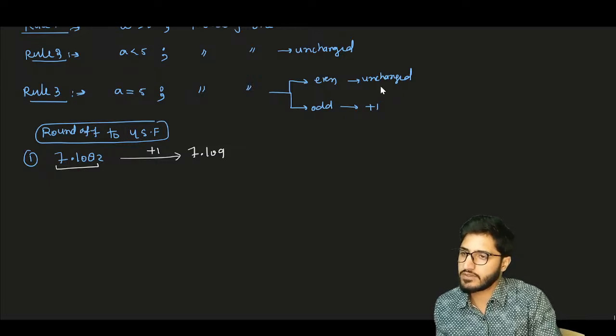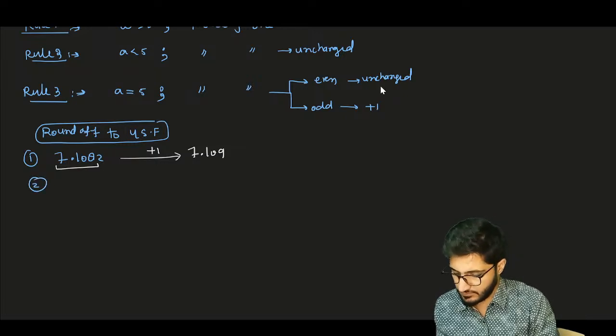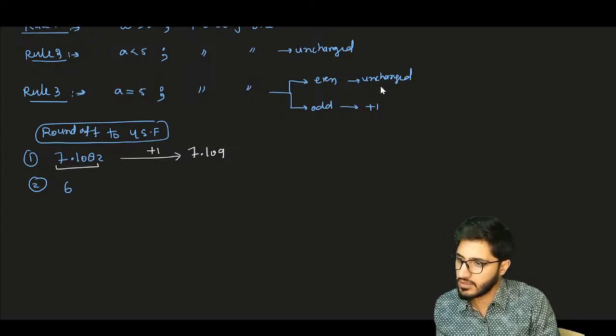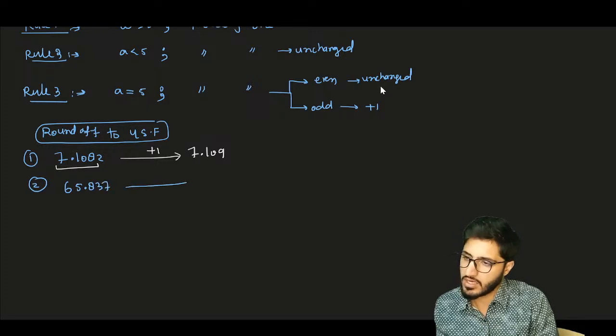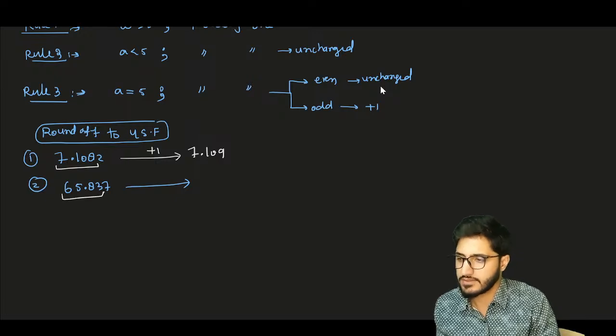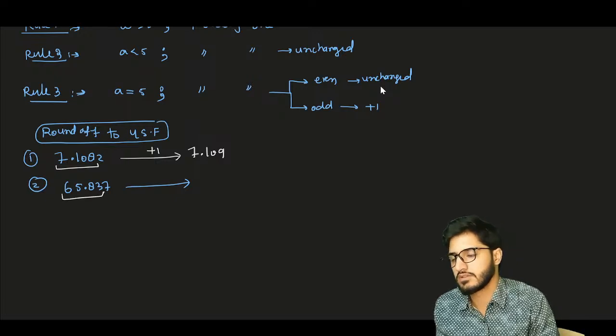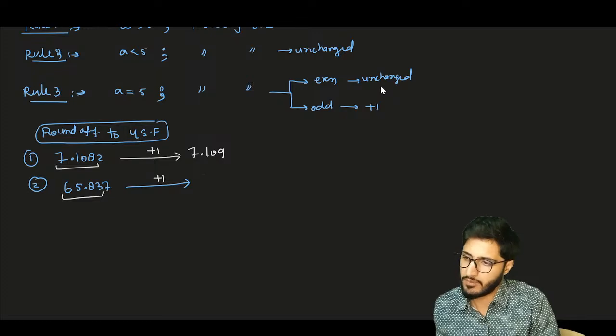Same way, second one: if we have 65.837, round off up to 4, 1, 2, 3, 4. The 7 is greater than 5, so plus 1. It will become 65.84.